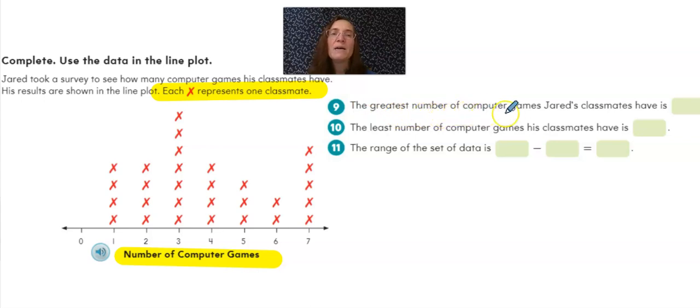The greatest number of computer games Jared's classmates have is, well, this is the largest number right here. So the most anybody has is 7. That's the greatest amount. The least number of computer games his classmates have is 1. He has 0 on his line plot, but nobody chose that one. Everybody seems to have at least 1. Now we can use those 2 numbers to find out the range of the data set. That would be the greatest, which is 7, minus 1, which is the least, and gets us to 6. So the range, the space between the greatest and least data point, is 6.